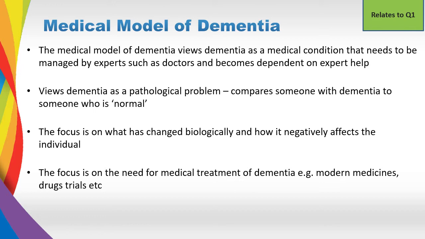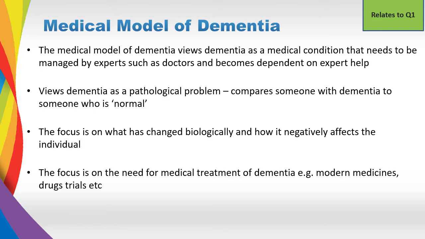So just thinking about question 1 here, the medical model of dementia views dementia as a medical condition that needs to be managed by experts like doctors, and so the people with dementia will become dependent on the help of an expert. They view it as a pathological problem and compare those with dementia to somebody that is normal.